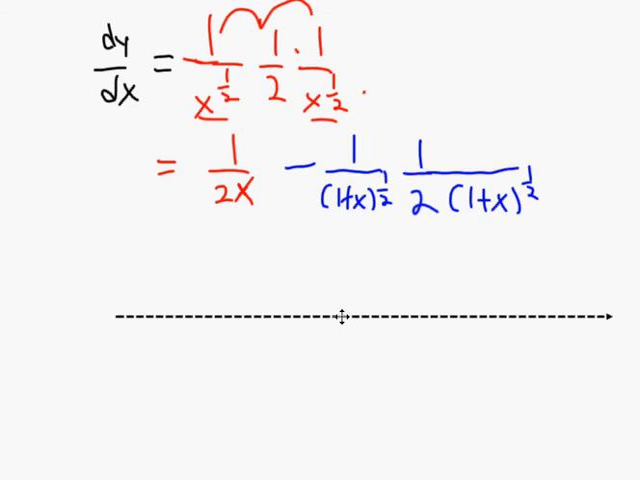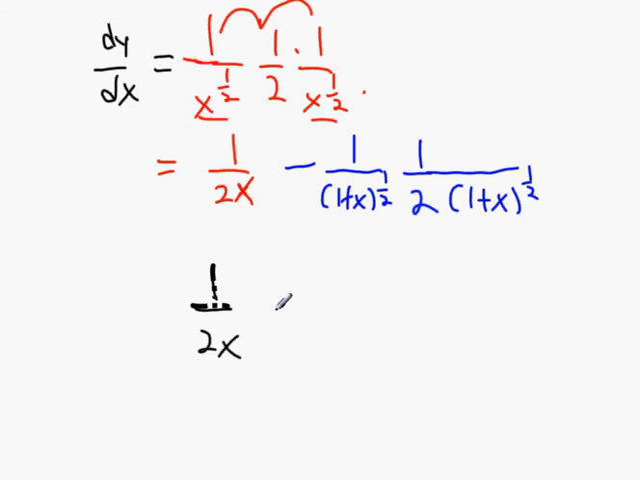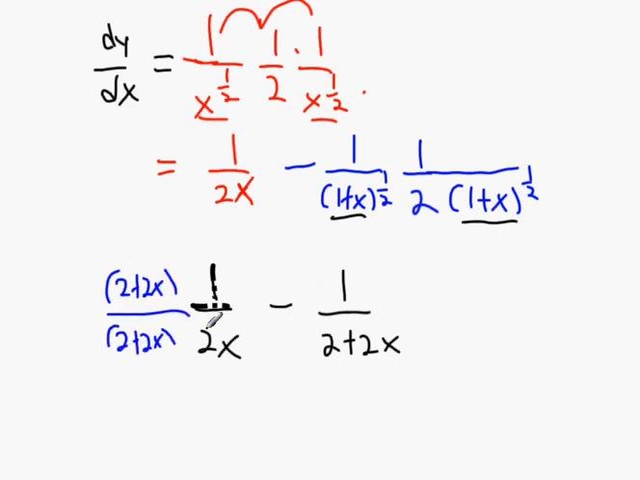They're all being multiplied. So here's what we're going to do. It's going to be 1 over 2x. And then this one will interact with that one to become 2 into 1 plus x, 2 plus 2x. 2 plus 2x will do me. Okay? Now, common denominator. Give this one a 2 plus 2x top and bottom, and give this one a 2x top and bottom.